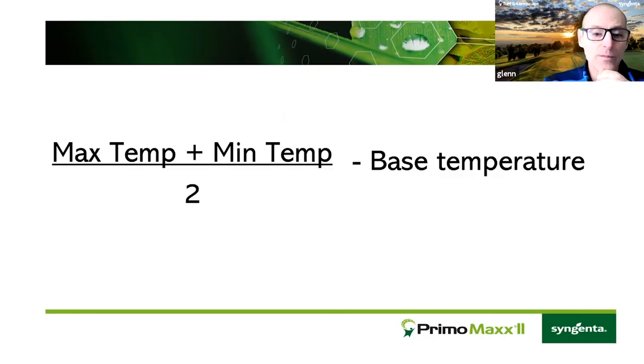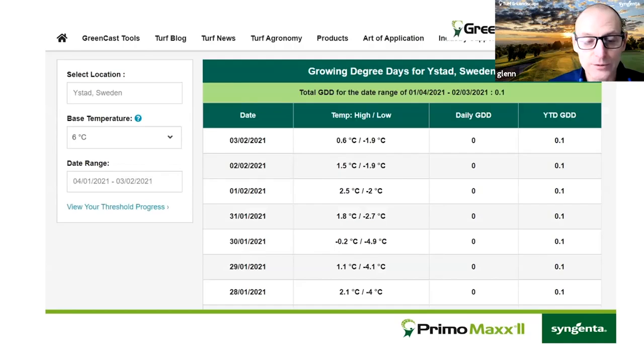But what you can see from that is you are creating this bottom end figure. So if your maximum temperature and your minimum temperature divided by 2 equal less than your base temperature, then you are 0. You are generating 0 growth degree days. And that is the clue. The base temperature is critical to understanding this process.